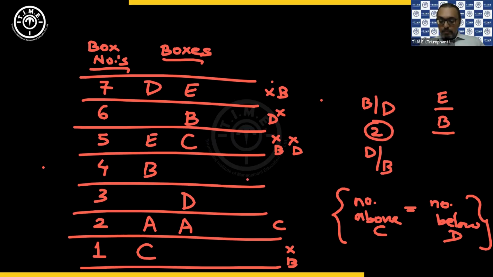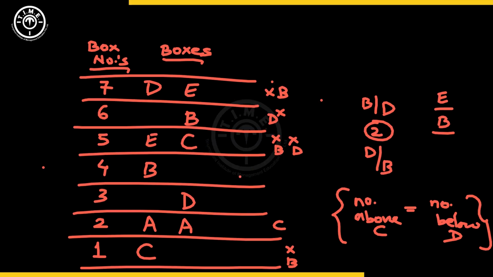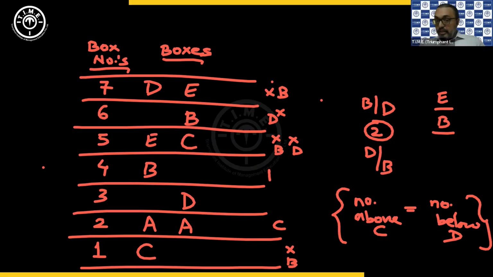Now, where else can I place? Now, I cannot place a D in the 4th position. Why? Because C also will be placed in the 4th position, because the 4th box is the same box that you have from both the positions.